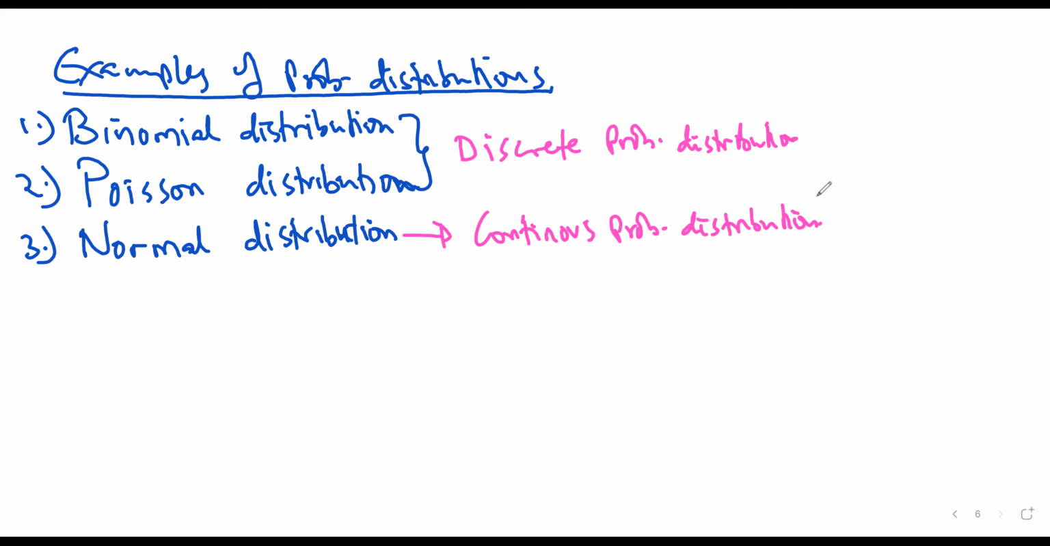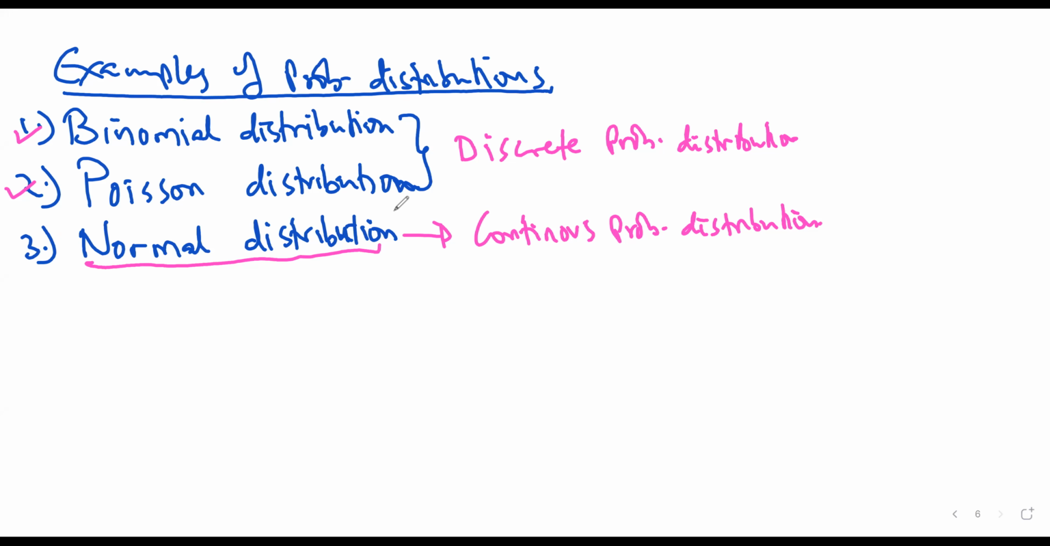And later on, you will realize that the binomial distribution and the Poisson distribution can be estimated using the normal distribution when some conditions are met. So the normal distribution is a very useful probability distribution. So in this class, we shall be looking at each one of them.